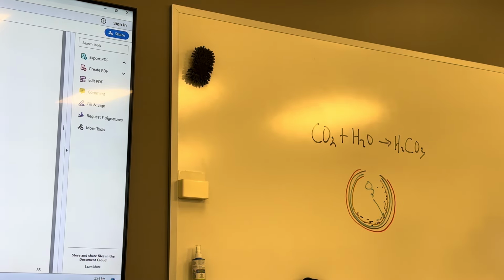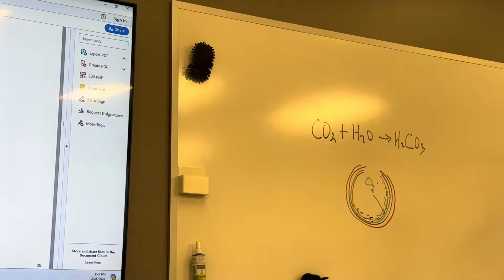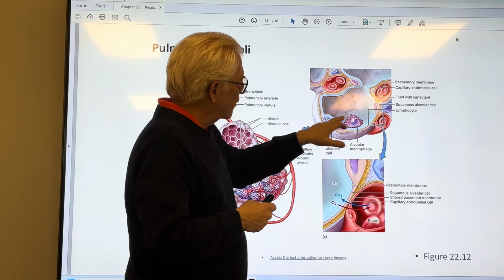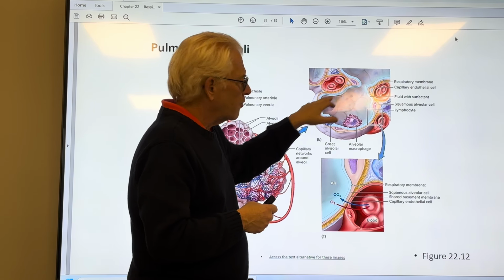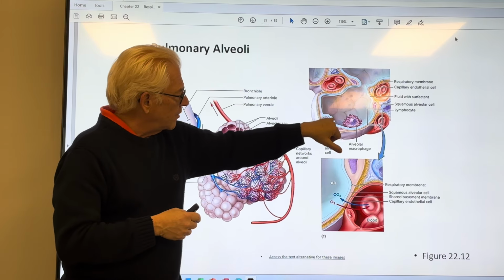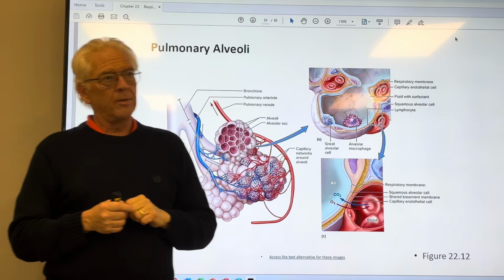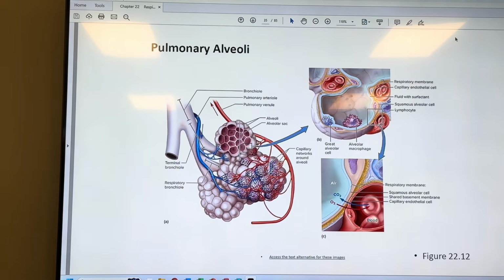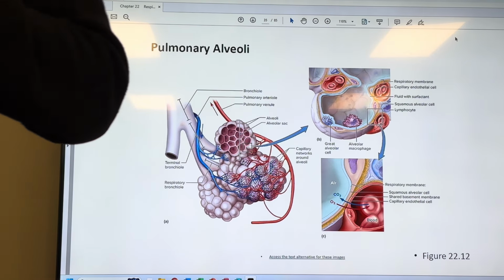All righty. So, nice little picture here. Simple squamous cells, but here are two specialized cells. You got your dust cells running around on the inside, doing the best they can to clean up. And then we have this, the type 2 cell. The type 2 cell makes something called surfactant. Have you ever heard of surfactant?